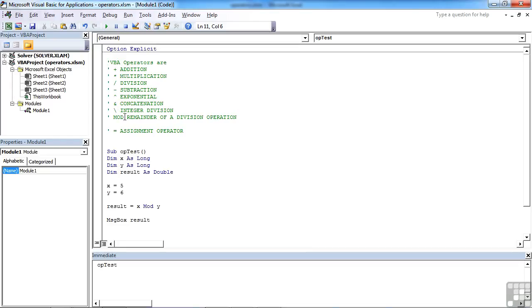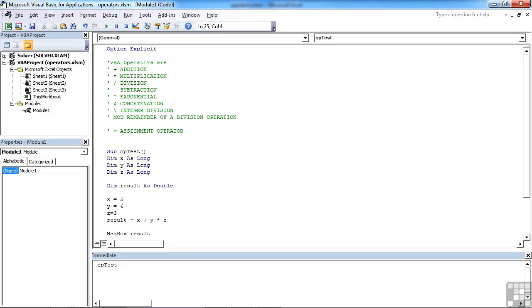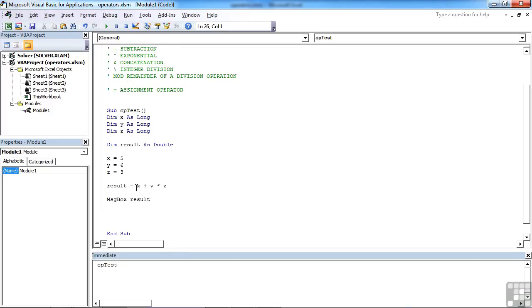And they all work quite happily. They can even work together, but that's when things can get a little bit messy. So if we were to say x plus y times z, we need to declare z, dim z as long, z equals 3. Let's keep these numbers low. So now we're saying x plus y times z. So it's 5 plus 6 times 3.